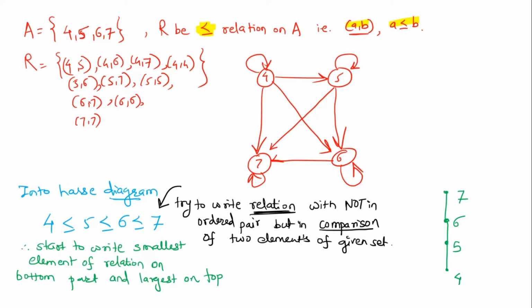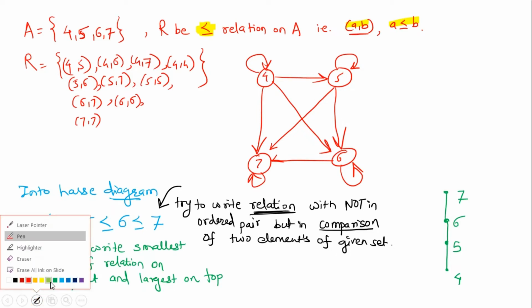In the same way, we will have the other elements (5, 6), (5, 7), (5, 5). 6 is less than or equal to 7, so (6, 7), (6, 6) and (7, 7). These are all the possible elements of your relation. If we draw your relation in directed graph notation, we will get this graph.